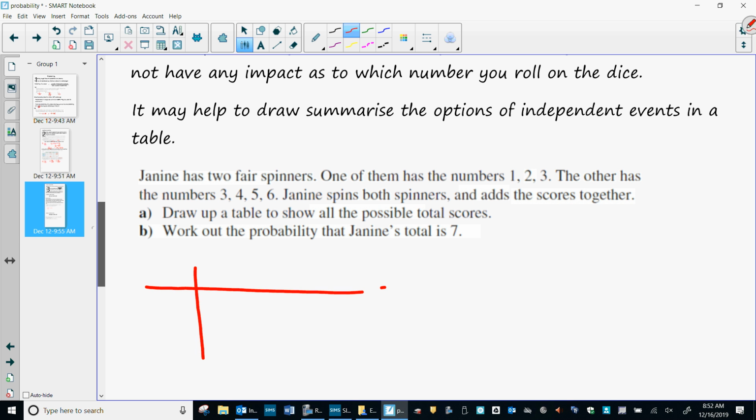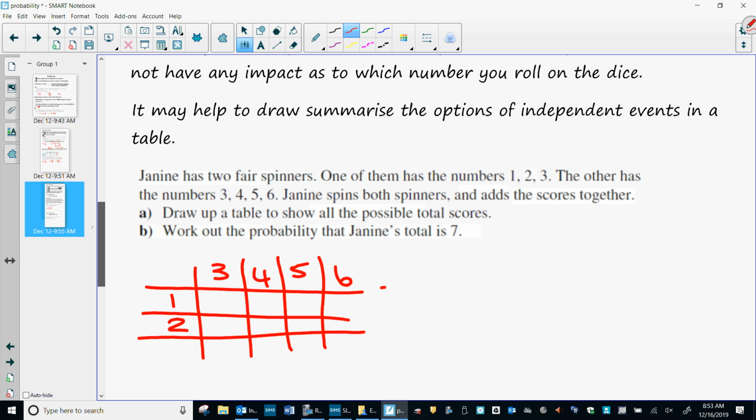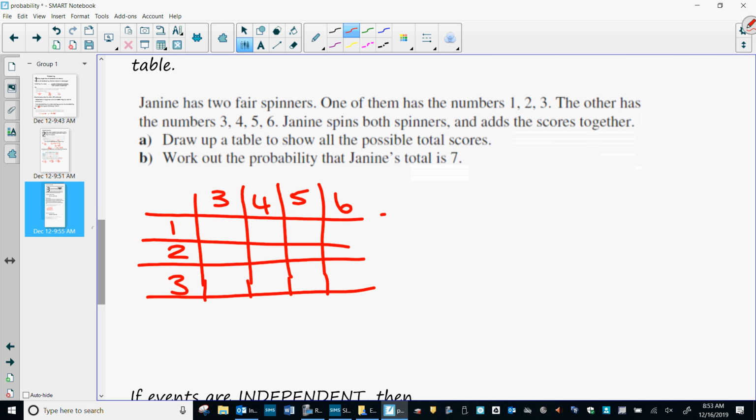The kinds of things that we're looking for, or easiest ways to do it, are things like this. So 3, 4, 5, and 6. That's one of my spinners. I've then got 1, 2, and 3 as my other. Now, I'm going to look at my question to see what they've asked me to do. It says that Janine spins both spinners and adds the scores together. So in my table, I'm going to put those scores added together in the box where they meet.